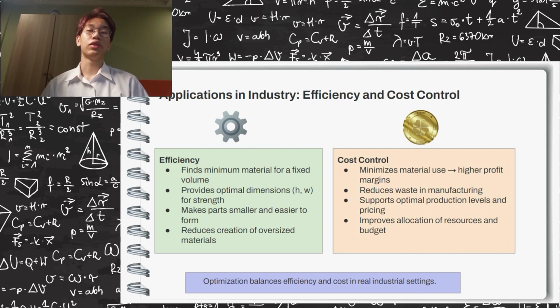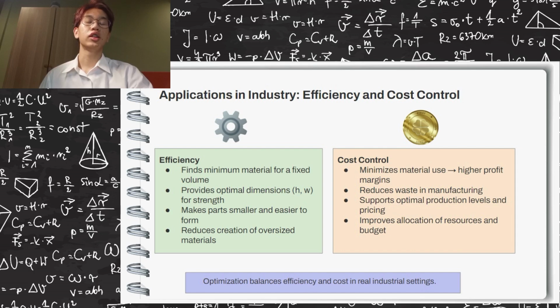Besides that, it also provides optimal dimensions for strength. This is because when you change a dimension, not only do you change the size of a container, you also change other factors, such as compressive and tensile strength. With mathematical optimization, it helps you to get all the benefits of these changed dimensions while also negating the downsides. Besides that, it also makes parts smaller and easier to form. This can help to save the environment because it helps to also reduce the creation of oversized materials.